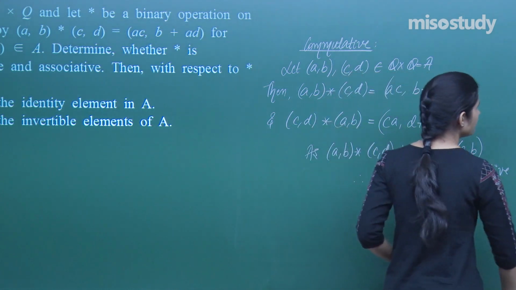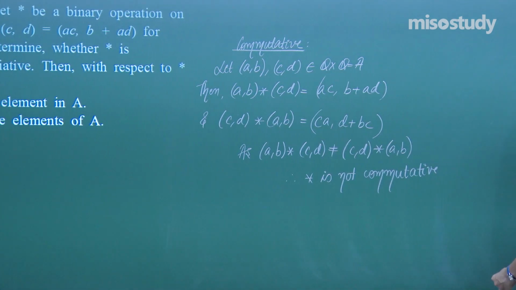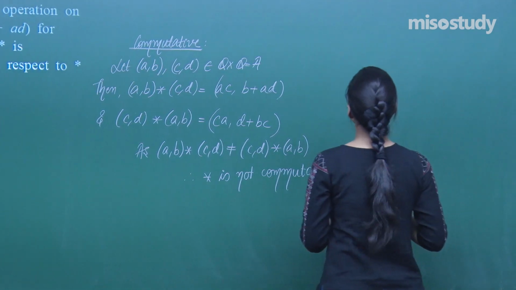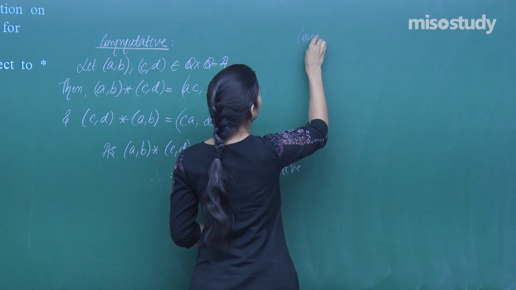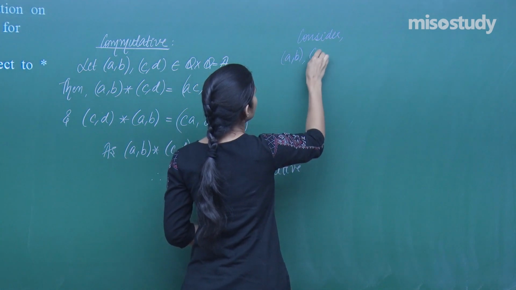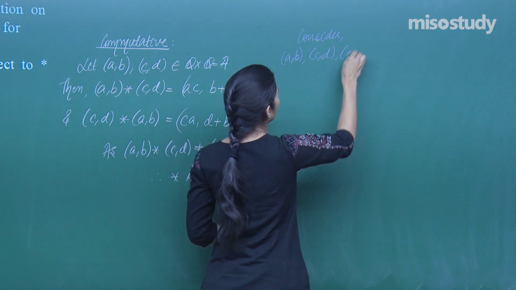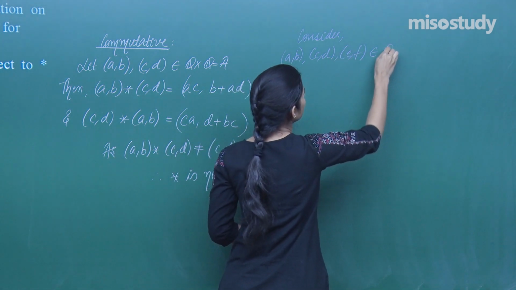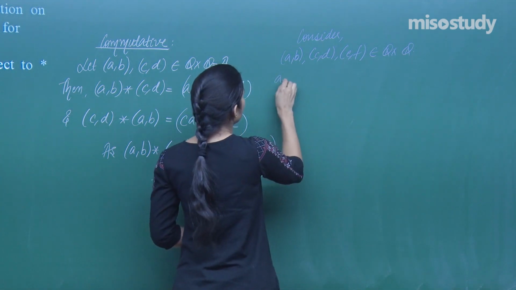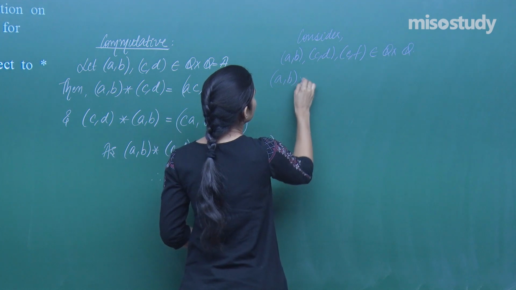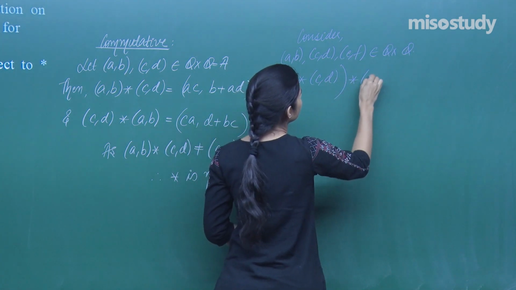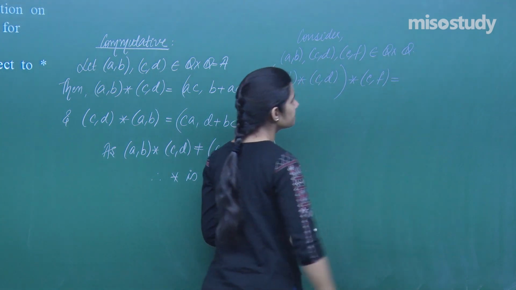Fine. Now we need to talk about the associativity. So let's consider (a, b), (c, d), (e, f). For that we need three elements coming from the set over which the binary operation has been defined. (a, b) star (c, d) whole star (e, f). If you consider this, what do you get?